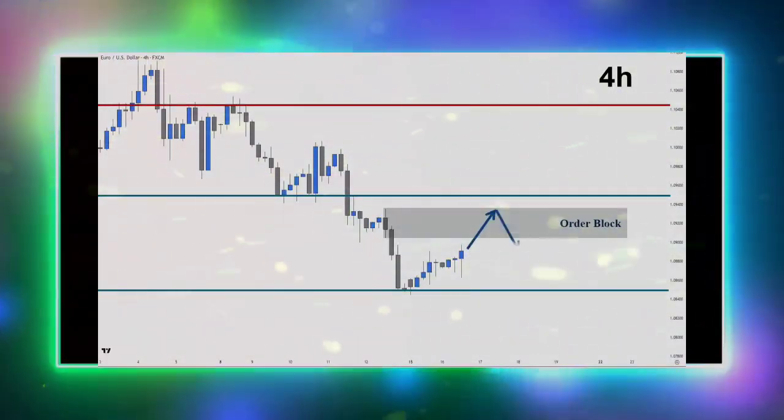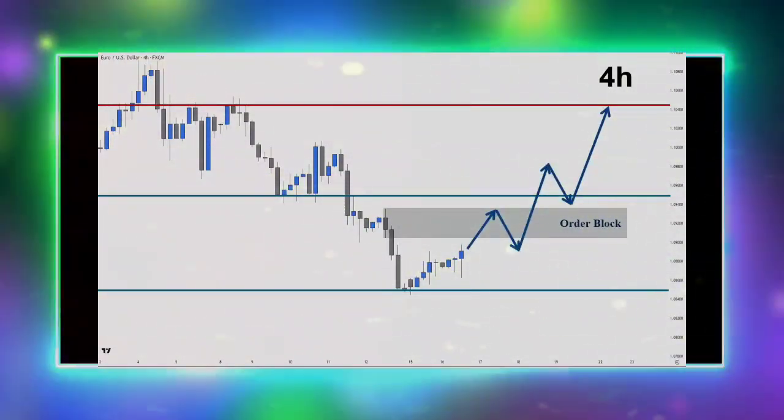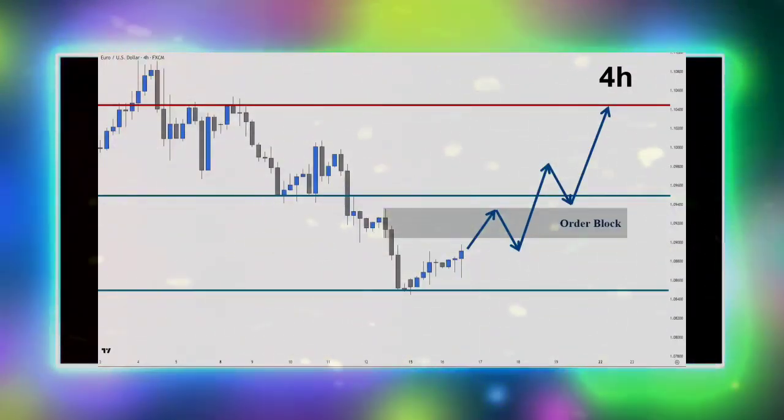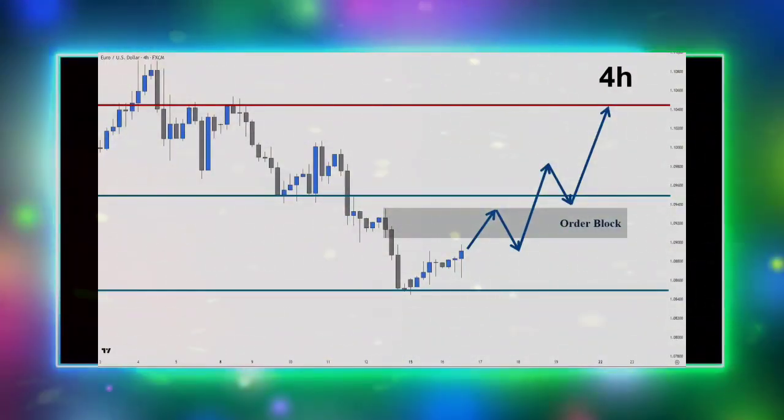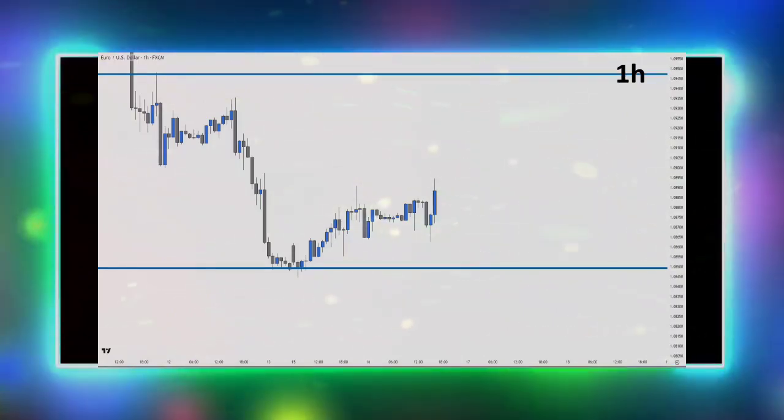On the other hand, if the price breaks above both levels, it indicates a strong bullish momentum, which could make the price rise and test this weekly level one more time. Now let's zoom into the 1 hour time frame to continue our analysis.